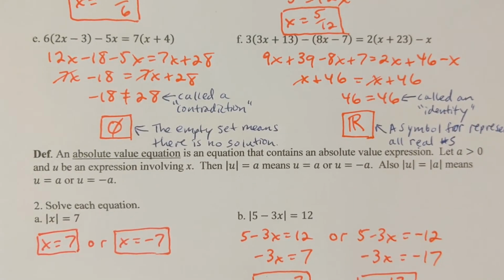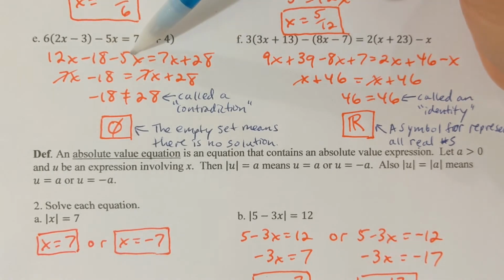Here's another one. Okay, part E, solve for x. I'll need to distribute in this one. Distribute 6 into these two terms, and then 7 into these two terms. So 6 times 2x is 12x, minus 6 times 3 is negative 18. Over here, 7 times x is 7x, and then 7 times 4 is 28.